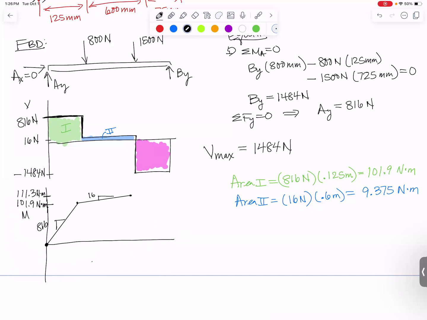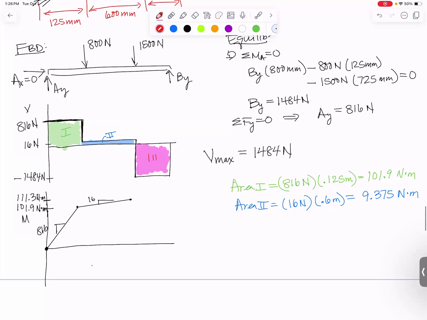Now, I find this really helpful to go ahead and calculate area 3. Area 3 should be, technically it's negative 1484 newtons, and the length that acts over is 0.075 meters. And if you calculate that, that should come out to be 111.3 Newton meters, meaning that we should go right back down to 0 at the end. Should come back to 0. And the slope of this section should be a negative 1484 is the slope of that one. So steepest slope of all.